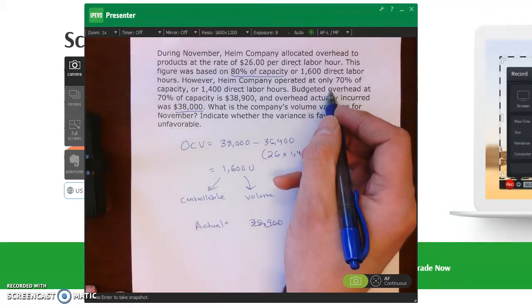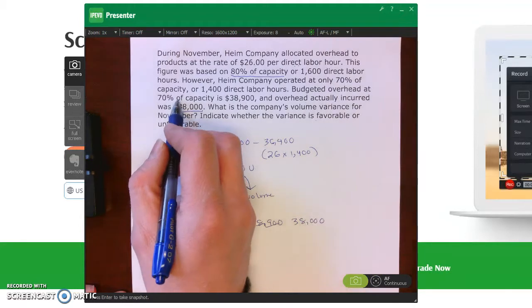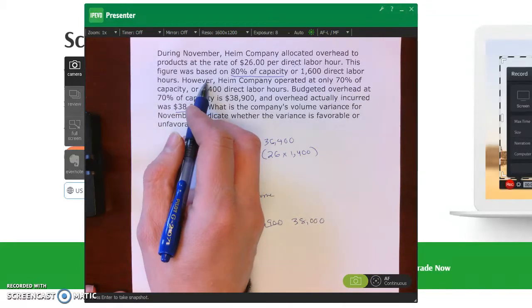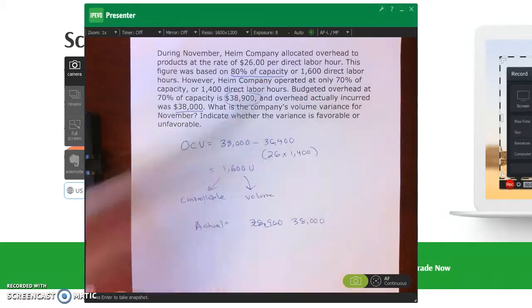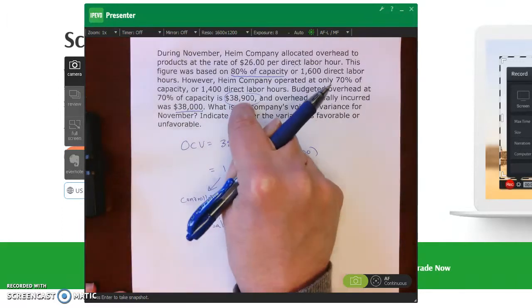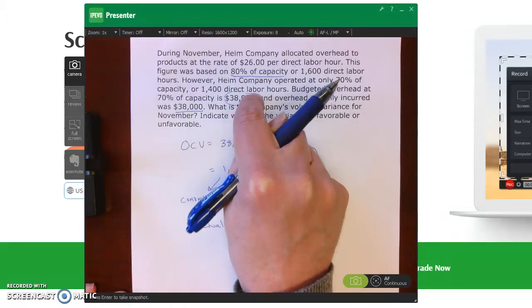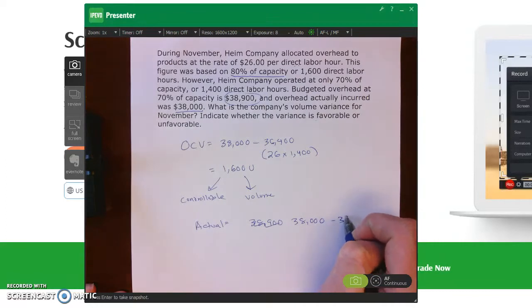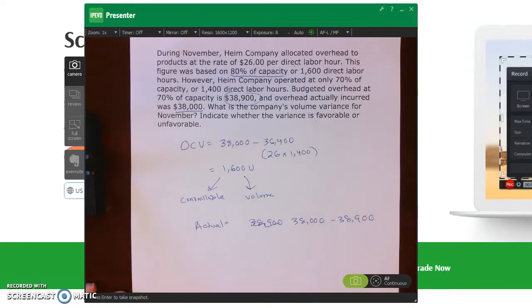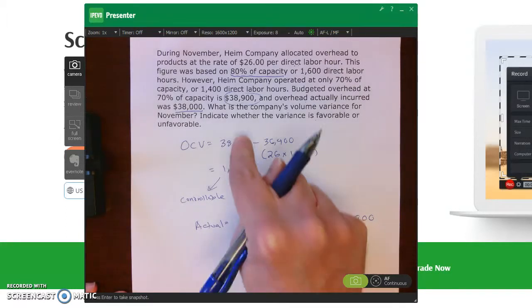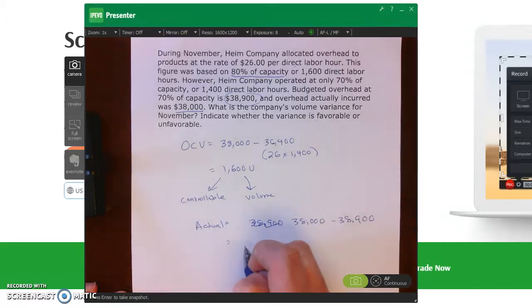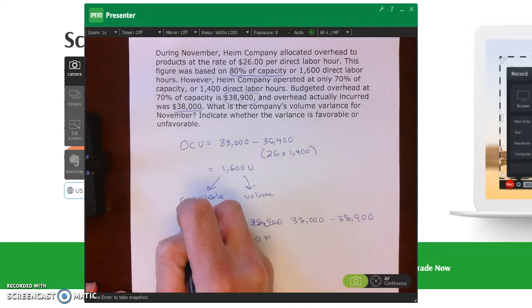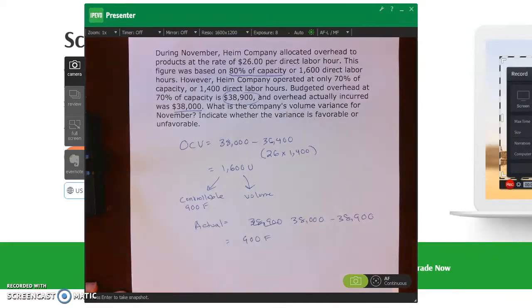It says budgeted total overhead at 70% capacity, which is what they actually operated at, is 38,900. So this is how much overhead they should have had. They should have had $38,900 in overhead, but they only had actual overhead of 38,000. So when you do the math, this gets 900 favorable. So I'm going to come over here and put 900 favorable.